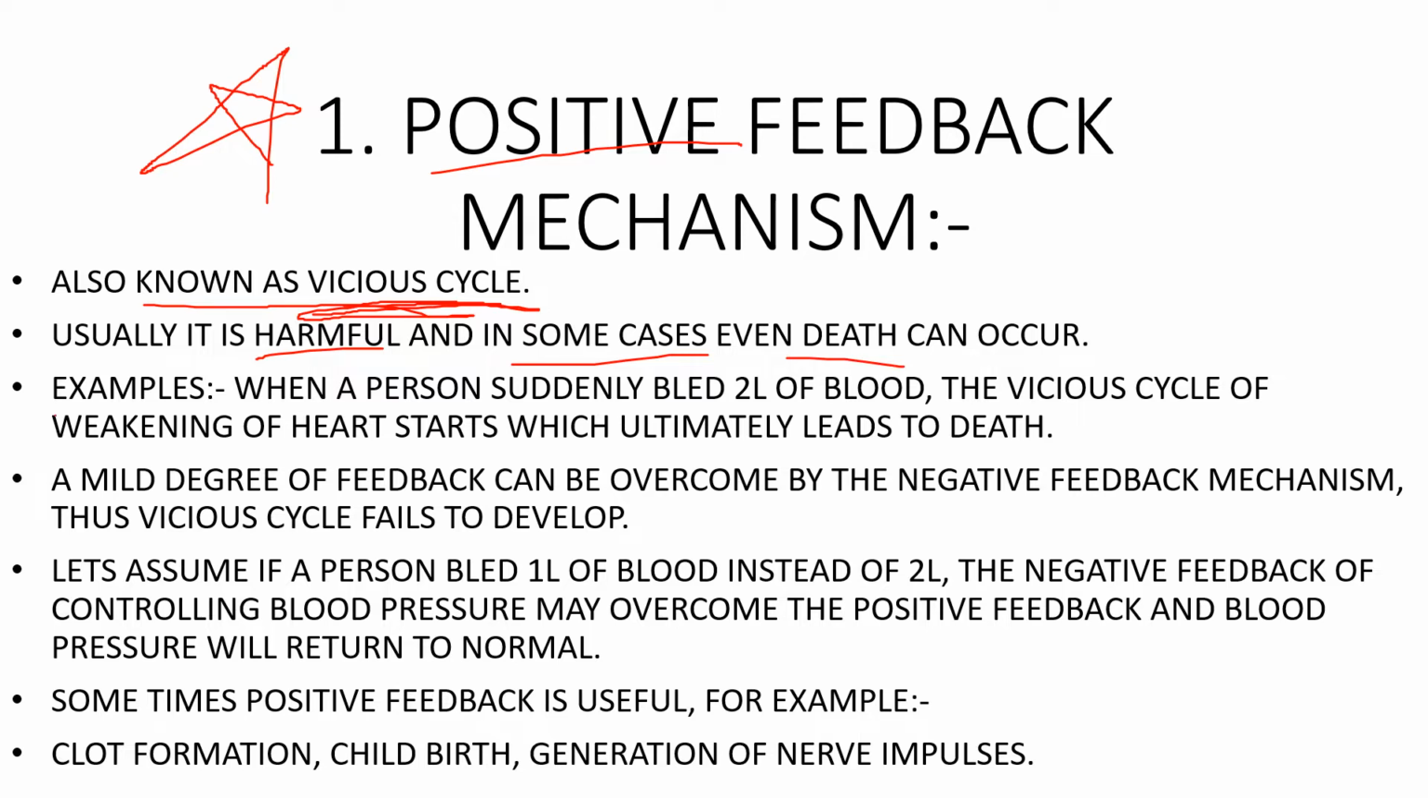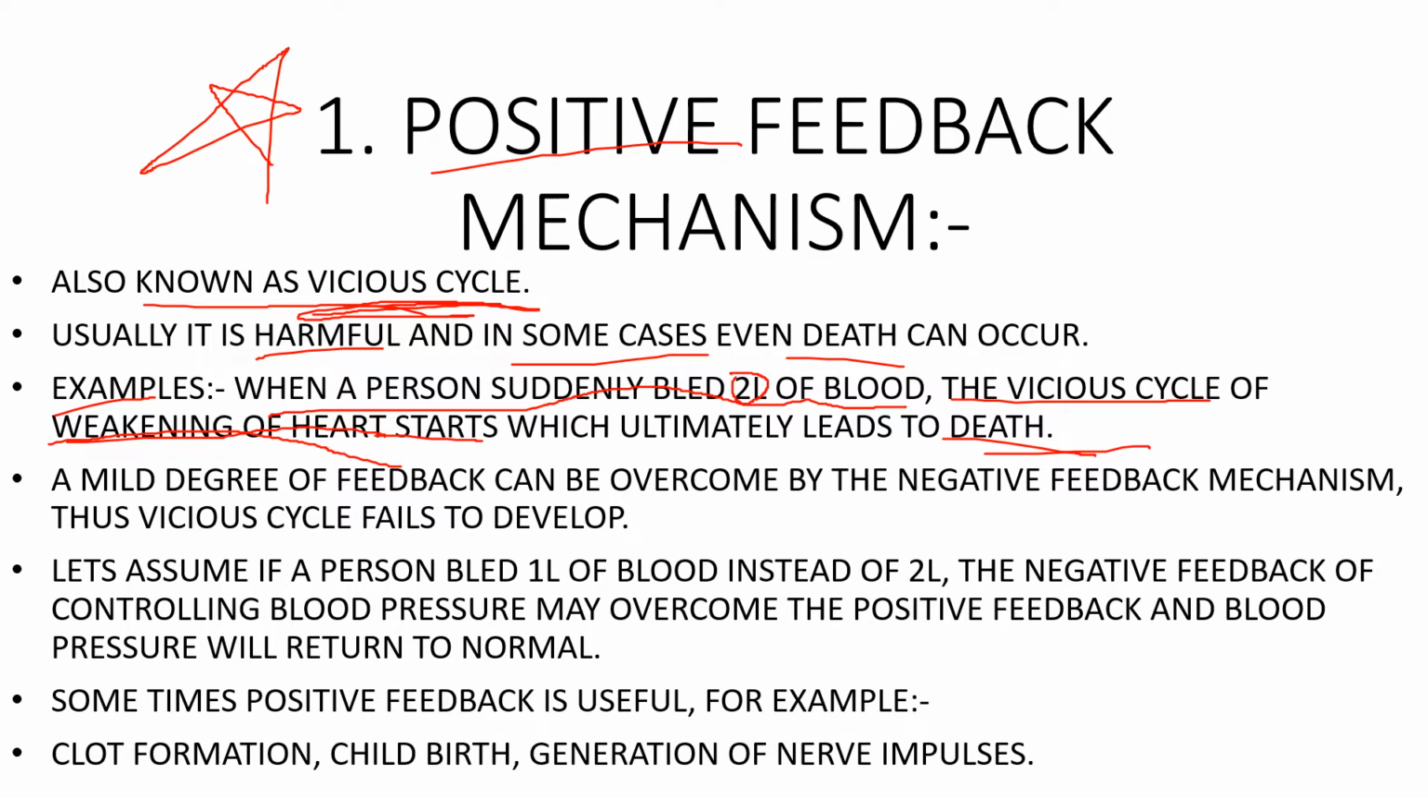Now we go to the example of this feedback mechanism. When a person suddenly bleeds 2 liters of blood, the vicious cycle or the positive feedback mechanism of weakening of heart starts, and that leads to death. So if a person is bleeding 2 liters of blood suddenly, the positive feedback mechanism starts, which leads to the weakening of heart and thus leads to death.